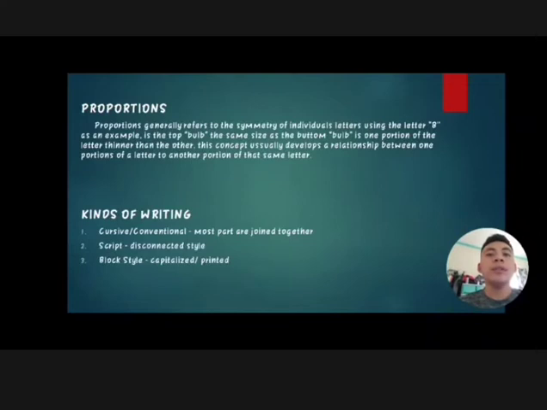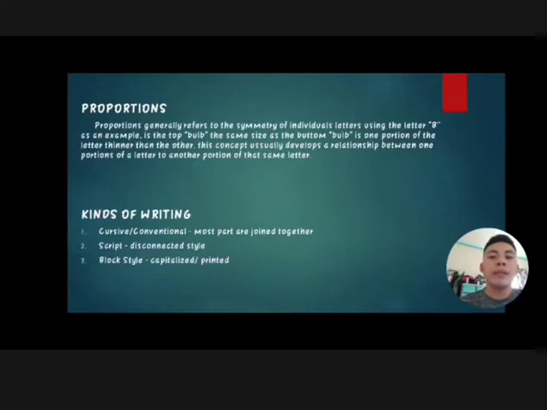Proportions. Proportions generally refers to symmetry of an individual's letter, using the letter B as an example. Is the top bulb the same size as the bottom bulb? Is one portion of the letter thinner than the other? This concept usually develops a relationship between one portion of the letter to another portion of the same letter.